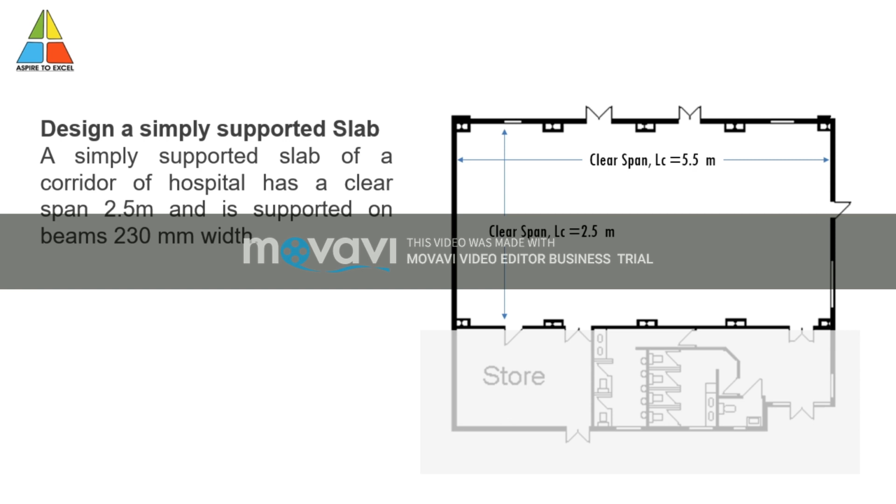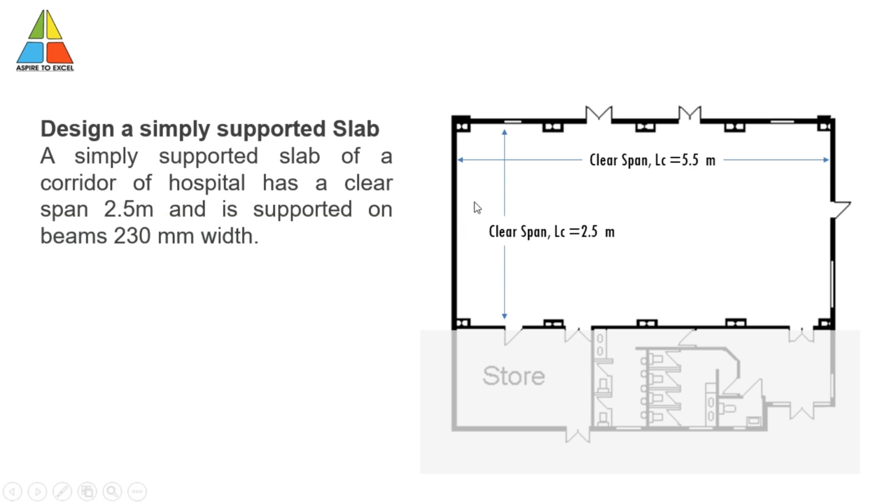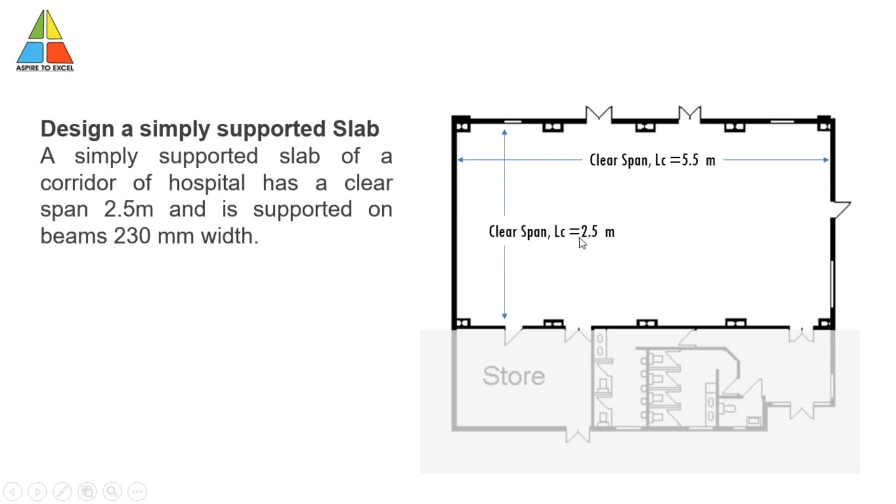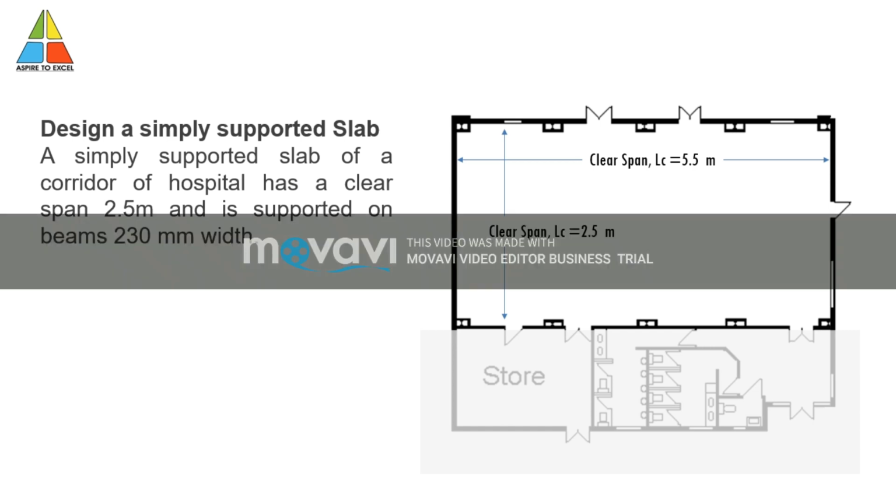And as you can see in the picture, which is hypothetical and has nothing to do with the question, it is just an illustration that a slab has two lengths. One, the longer side, is denoted as Ly, and the shorter side is denoted by Lx, and it is given as 2.5 meter. As we know, if the ratio of longer to shorter span is greater than 2, which is in this case 5.5 divided by 2.5, the slab would be designed as a one-way slab. And one more thing is given in the question, that the slab is supported on a beam which is 230 millimeter wide.